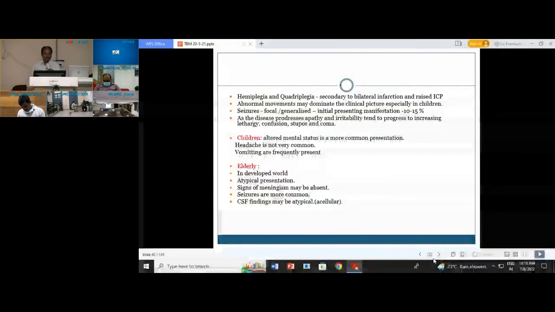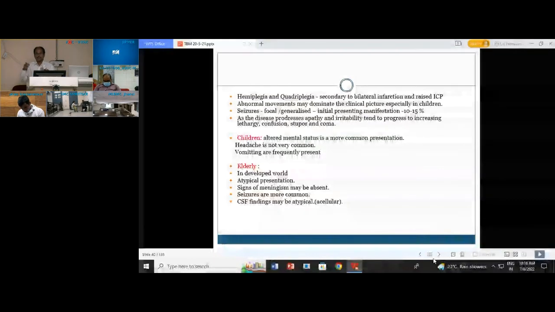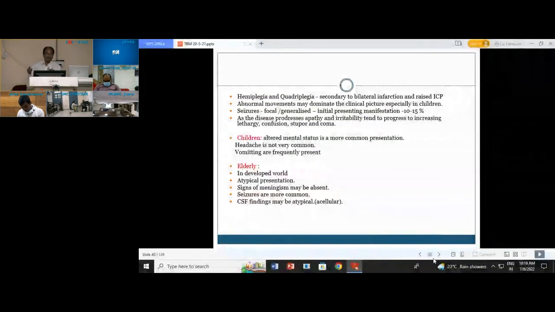In children, altered mental status is the more common presentation. Headache is not very common in children, and vomiting is frequently present. In the elderly in the developed world, atypical presentation is very common. Signs of meningitis are absent. The most sensitive sign of meningitis is neck stiffness, and the neck stiffness can be totally absent.